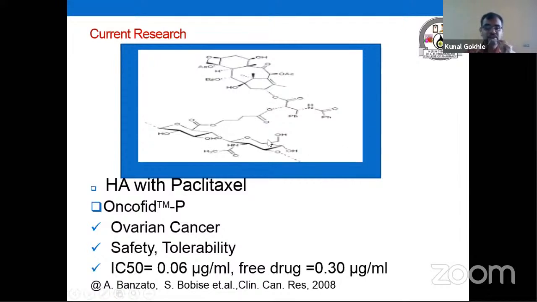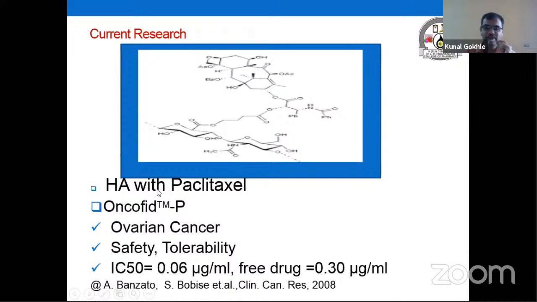This is the hyaluronic acid. It's the paclitaxel molecule, which are linked to each other by the diester linker. So they call it an Oncofid. And after their successful development, they launched the product under the brand name Oncofid-P. So it is a very successful case study, I would say, in the field of paclitaxel development.